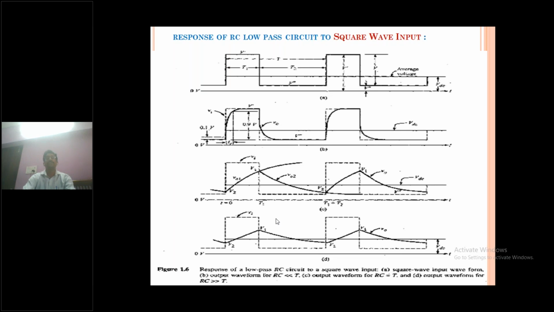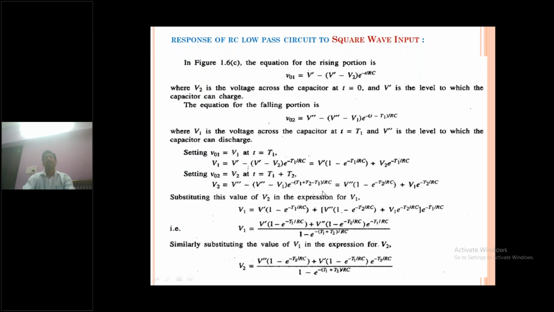Now, the mathematical equations. Already I told you about the third diagram, the C diagram. What is the C diagram condition? RC is comparable to T. The time constant of the low pass circuit is equal to the square waveform time period, capital T. So now you have to find out V01 of t, the output waveform, within the interval 0 to T1, and similarly the T1 to T2 interval. You want to find out V01 and V02. So first you have to see V01 of t.